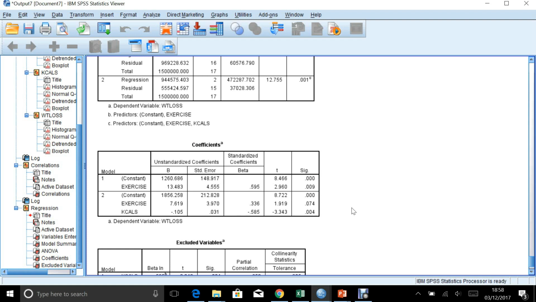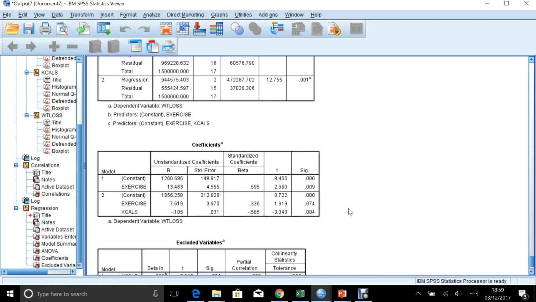Now, if we look at what's going on here between Model 1 and Model 2, we can see that when exercise is entered on its own into the regression, it is significant. However, when food intake is entered, food intake actually is a much stronger predictor, and therefore it renders exercise non-significant. And if we look at the standardized coefficients, we can see that food intake is a negative predictor, but it's also the only significant predictor.